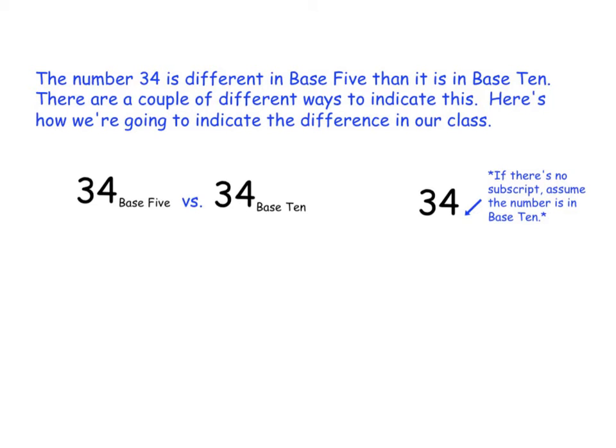The number 34 is different in base 5 than it is in base 10. There are a few different ways we can indicate this, but for our class, we'll use a subscript. That's the little writing on the bottom right of the number. So we can tell the difference between those two numbers because one has the subscript base 5 and one has the subscript base 10. And as we'll see in a moment, those numbers mean two different things in terms of the number of objects it represents in the different base systems. Note, though, that since base 10 is our standard number system, if there's no subscript, assume we're talking about base 10.